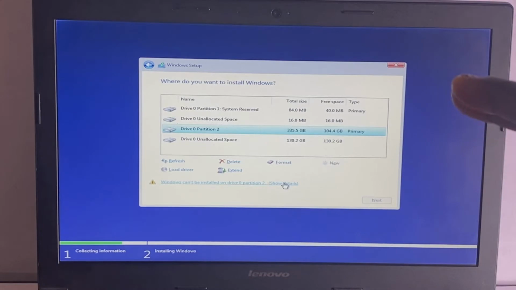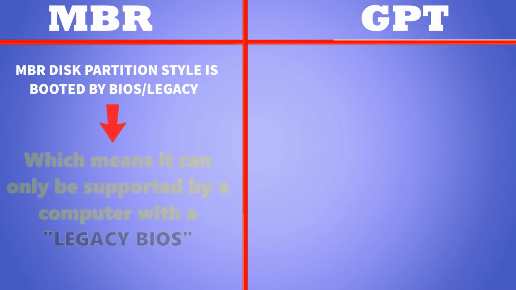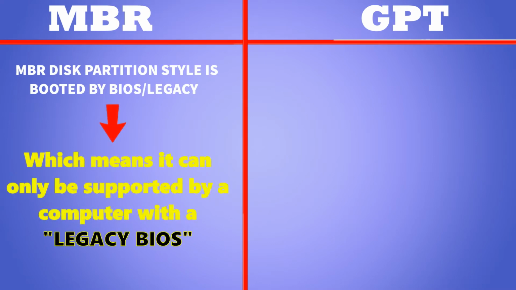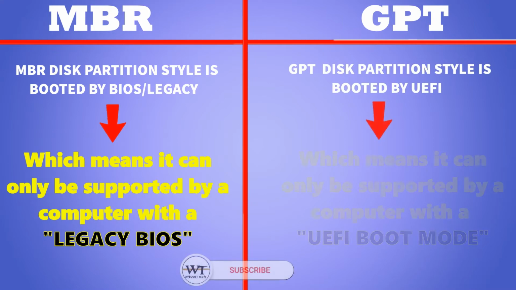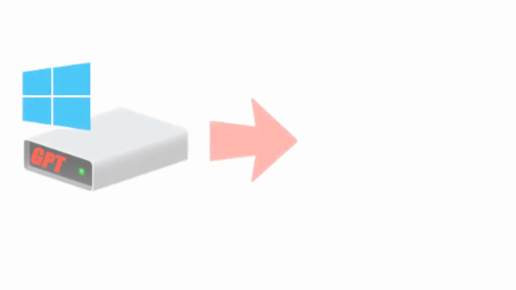Alright guys, just before we start, let's look at the differences between these two partition styles. MBR partition style is booted by the BIOS, which means it can only be supported by a computer in BIOS boot mode, while the GPT partition style is booted by UEFI boot mode, which means it can only be supported by a UEFI boot mode. So from this explanation, if your computer is in BIOS boot mode but your system disk is a GPT disk, you cannot install Windows until you convert from GPT style into an MBR style.